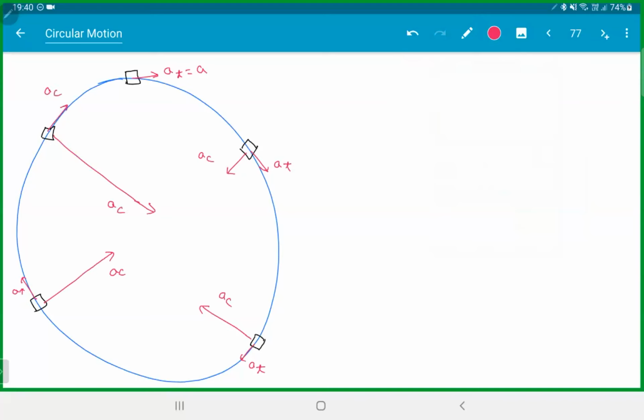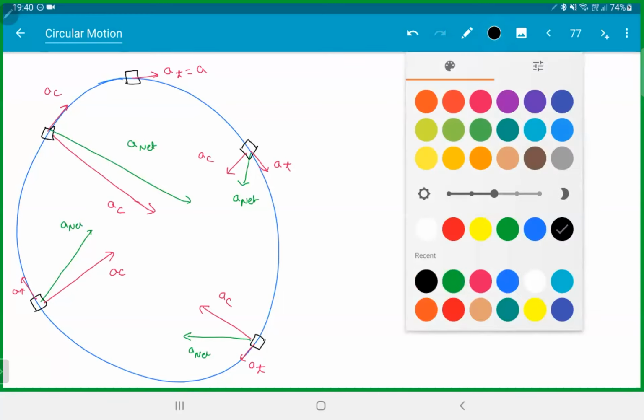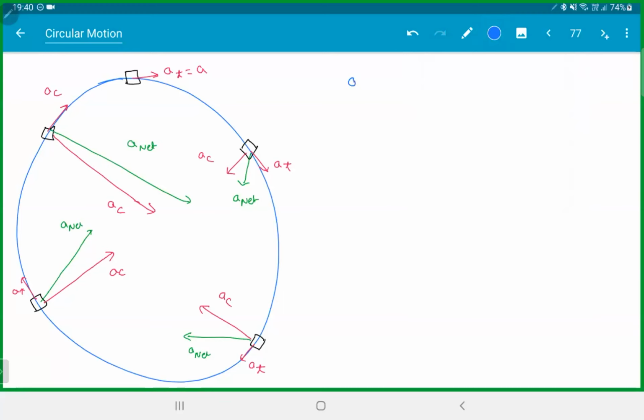You're getting how is the acceleration changing? So the resultant would look like this. This is a net. If you see, the acceleration is not constant, it is always changing direction and it is not towards the center. So in this case, we observe that a net, so a centripetal, keeps increasing.